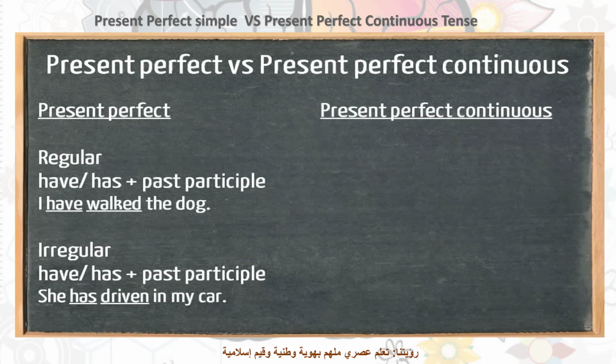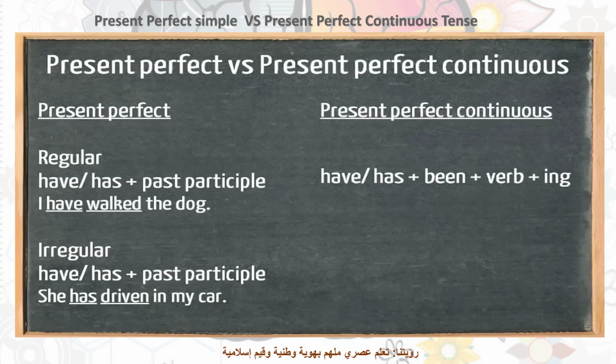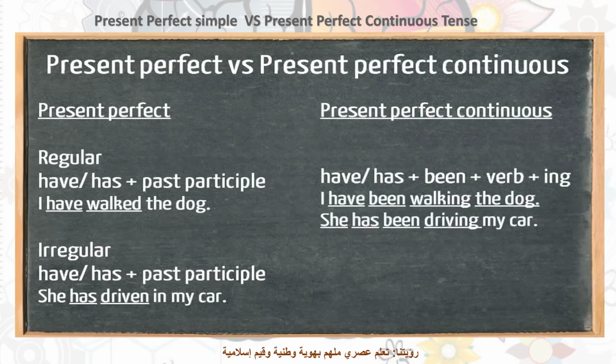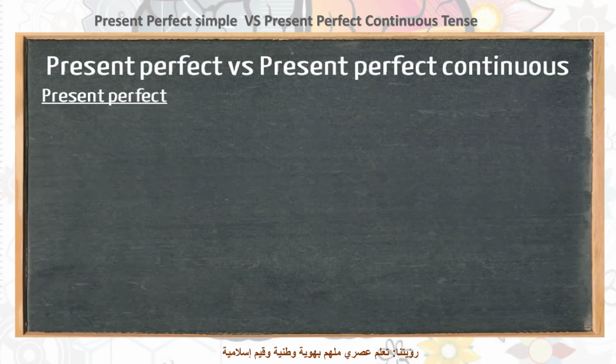A present perfect continuous is made by the auxiliary verb to have and been, which is the past participle form of the verb to be. We use the base form of the verb and we add ing. For example, I've been walking the dog and she's been driving my car. Please note that we do not need to pay attention to the regular and irregular verbs. Now let's have a look at the difference between the two.